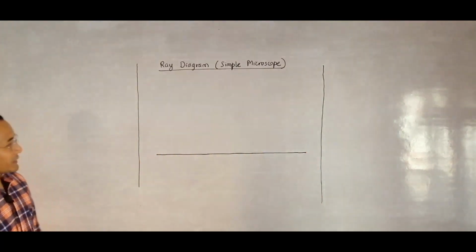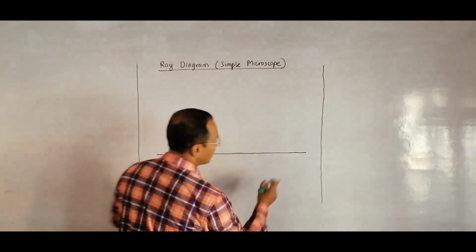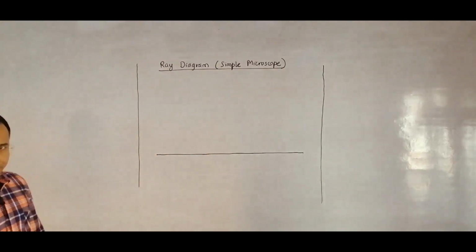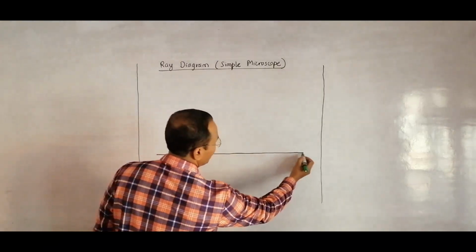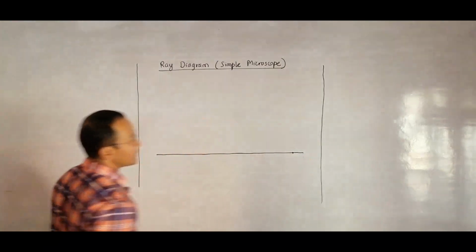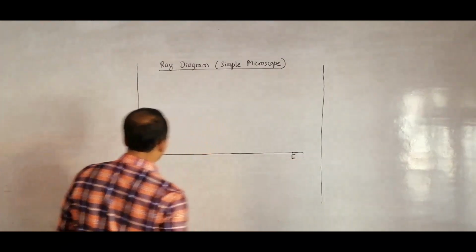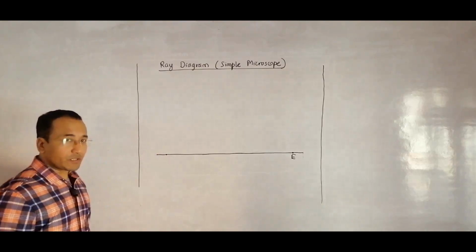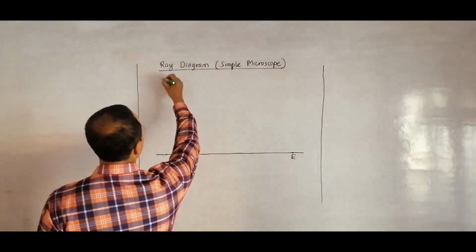First you draw the principal axis, which is 2 cm from this side and 2 cm from this side as well. So 2 cm from the left and right side. Then from 1 cm from here you will fix the position of the eyes. Let us say this is E here, and 1 cm from here you will fix the position of the image, the final image, which is virtual and large. So let's draw that image.